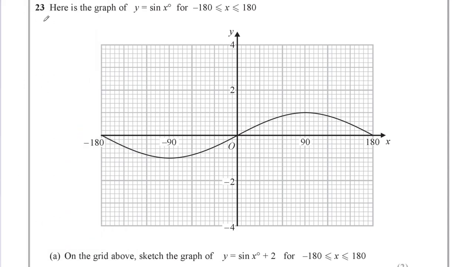Question 23. Part A. We have this graph of y equals sine x. It goes from minus 180 to positive 180. And we're asked to sketch the graph of y equals sine x plus 2. This one is quite straightforward. As we already have sine x plotted, all we need to do is add 2 in the positive y direction to each point. So all these zeros are going to go to positive 2.